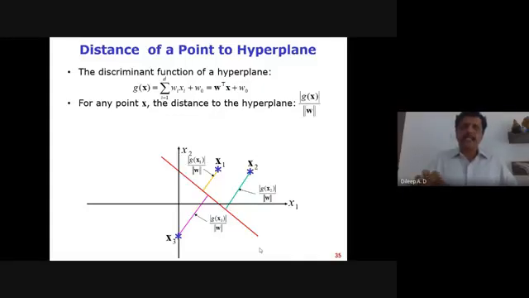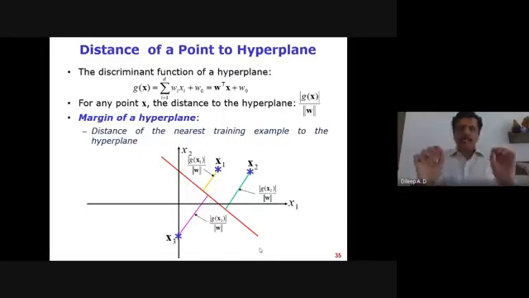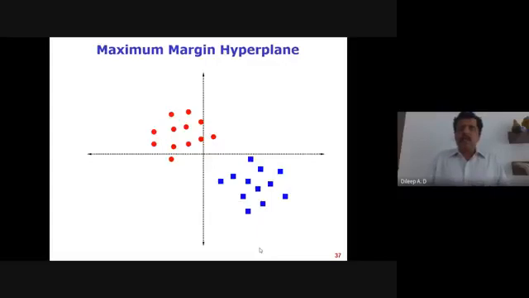Now with this I'll define a new quantity, called the margin of a hyperplane. The margin of a hyperplane is defined as the distance of the nearest training example to the hyperplane. Keep this definition in mind, because the entire concept of the support vector machine revolves around it. The distance of the nearest training example to the hyperplane is called the margin. Now, for the support vector machines, we have the data of the two classes.